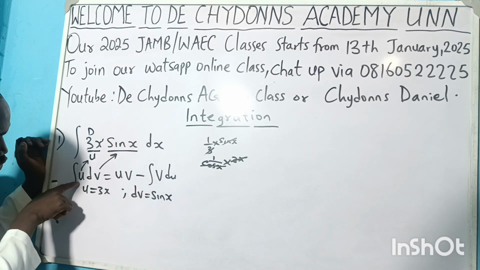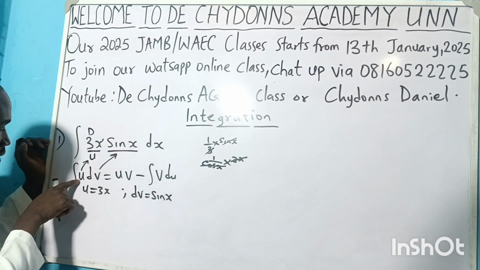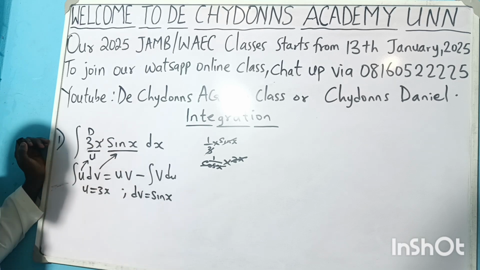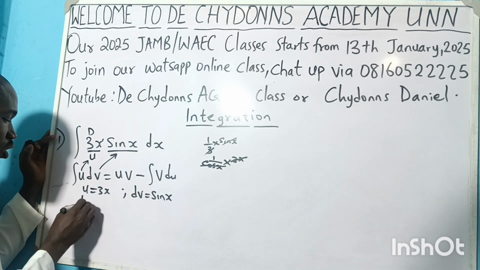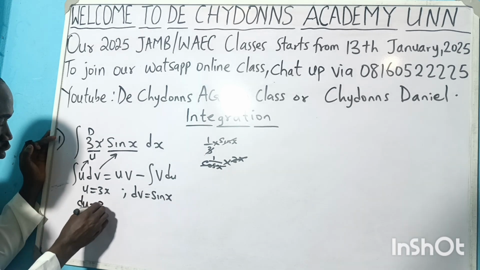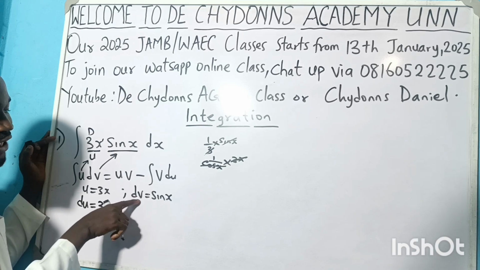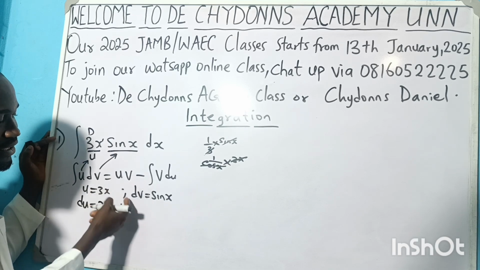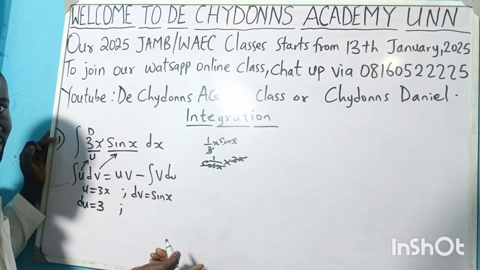Just integration of u dv equals uv minus integration of v du. Take the first to this, take the second to this, just like that. Then what you now do is get your du, that is, differentiate this u. If you differentiate this u, you have 3. Then this is the v already. To get your v, you have to integrate.